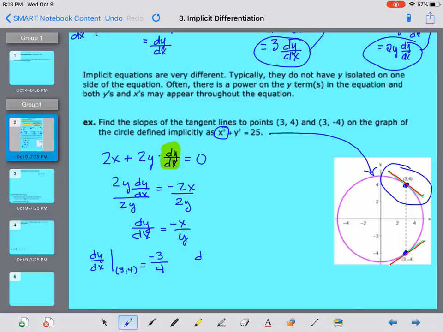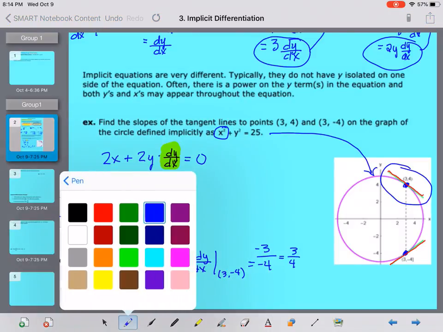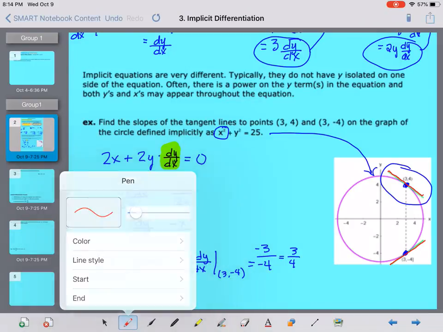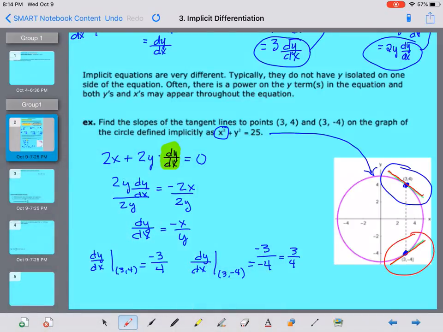I want to do the same thing. I'm going to evaluate dy/dx also at (3, -4). So I'm plugging in a positive 3 for our x and the y value for our y. If we simplify that down, we get a basic 3/4. And that right there is that line. Okay, obviously positive slope, positive tangent line, so it kind of matches up to it.